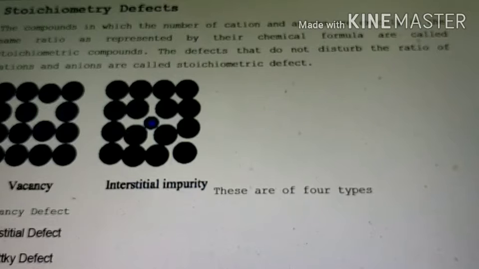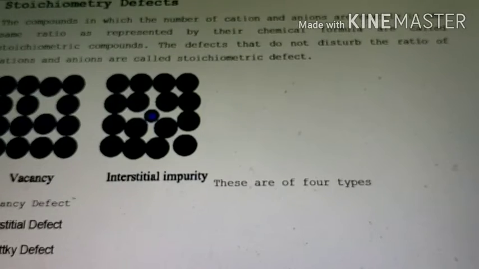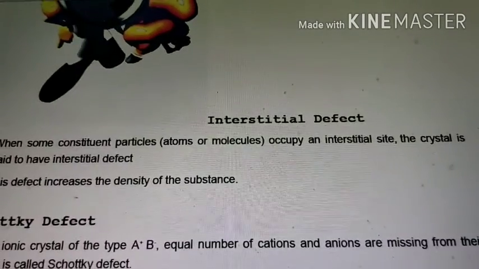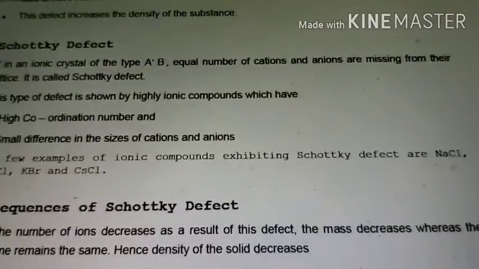So whenever the atom is missing at a particular place, it's called a vacancy. And whenever an atom enters in between some other atoms, it's called an interstitial impurity or interstitial defect. So the atom has entered interstitially in between some other atoms.